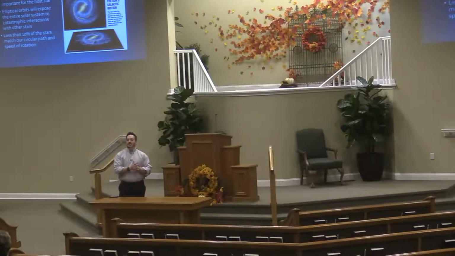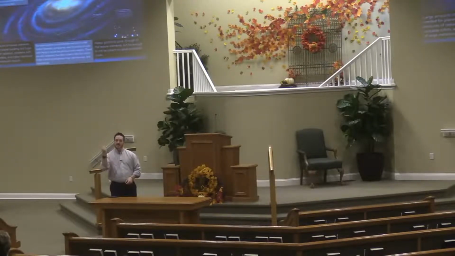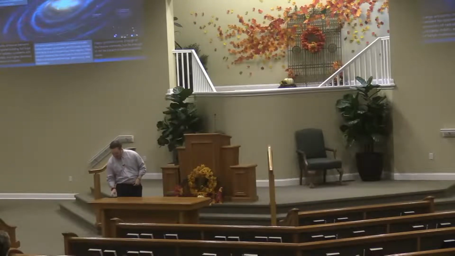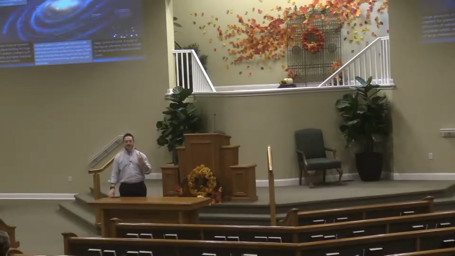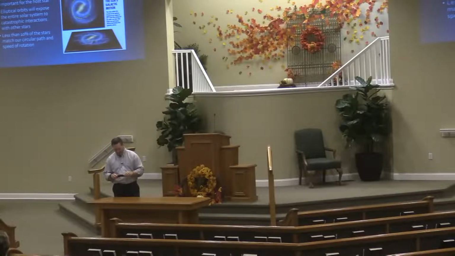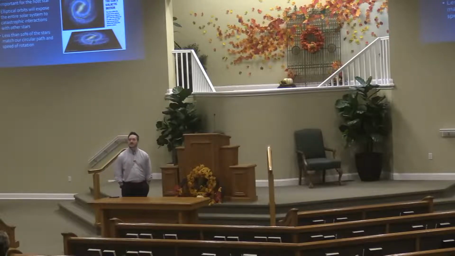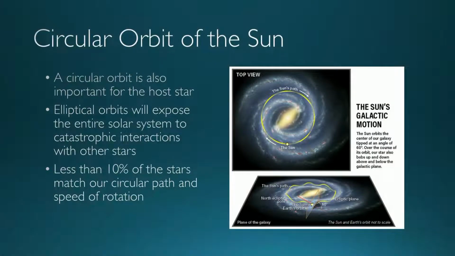You have to have a circular orbit of your own sun. So inside of this system, this whole thing swirls, okay? And some of the stars in there have a circular orbit inside the galaxy, and some of them do not. The estimate is that less than 10% of the stars inside the galaxy match our circular path and speed of rotation, okay? So you have to show up at the right spot in your own galaxy. And then your orbit of the sun has to somewhat match the orbit of the galaxy itself.